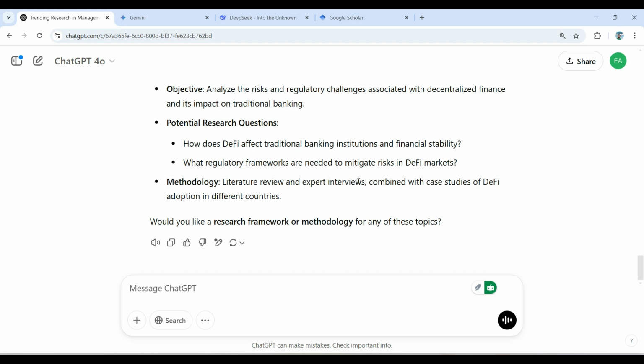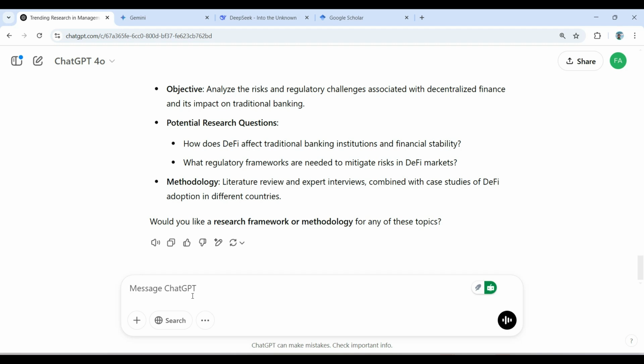Another good thing about this generative tool is that ChatGPT is now being aligned with me, and it is suggesting whether I should proceed forward, because it is now understanding the context of my prompts and what I want from it. So maybe it asks, would you like a research framework or a methodology for any of these topics? In case you are not happy with the suggestions you have already got, you can ask ChatGPT to generate more, or you can give more details.